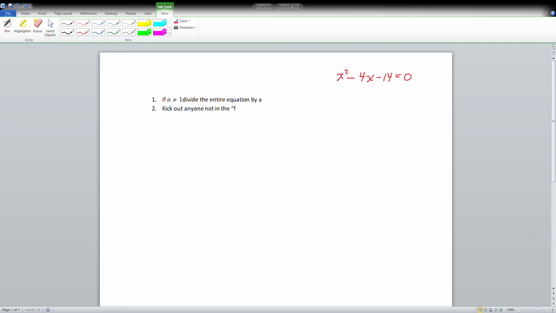you're going to kick out anybody that does not belong in the family. So in this case, my family is the X family. See, this is my family. This guy, not part of the family, so I'm going to kick him out to the other side. So I get x squared minus 4x. Now I'm going to leave a space, and you'll see why in just a second, equals 14.